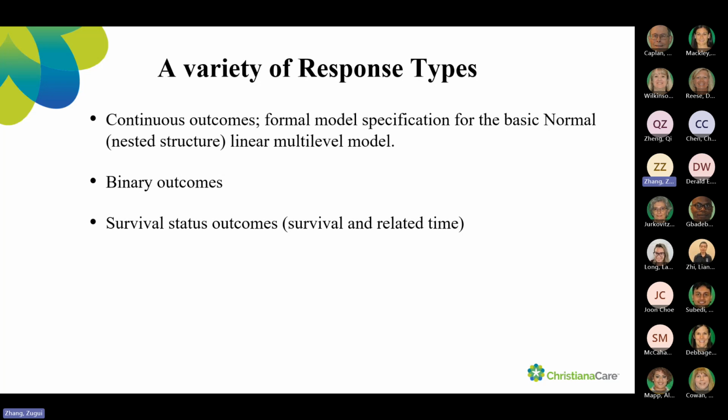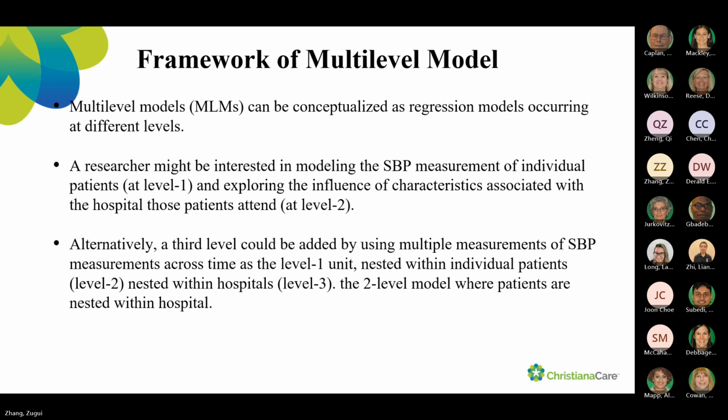Multi-level modeling can handle different response types. For example, it can handle a continuous outcome, binary outcomes, and also survival status outcomes. Today, our examples will focus on the continuous outcome and the binary outcome. When we conduct multi-level modeling, the basic framework is considered an extension of regression, but occurring at different levels.